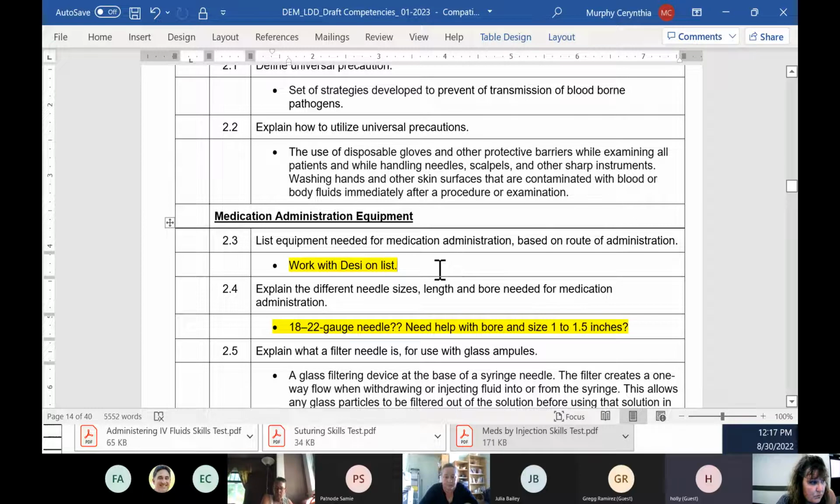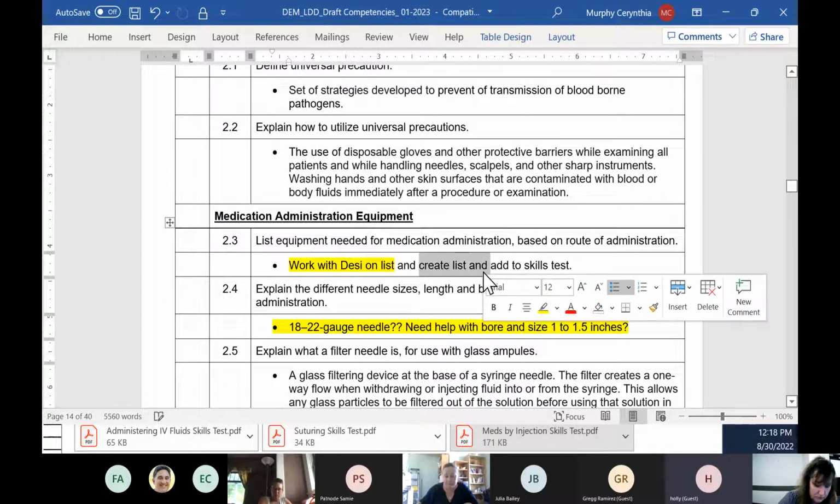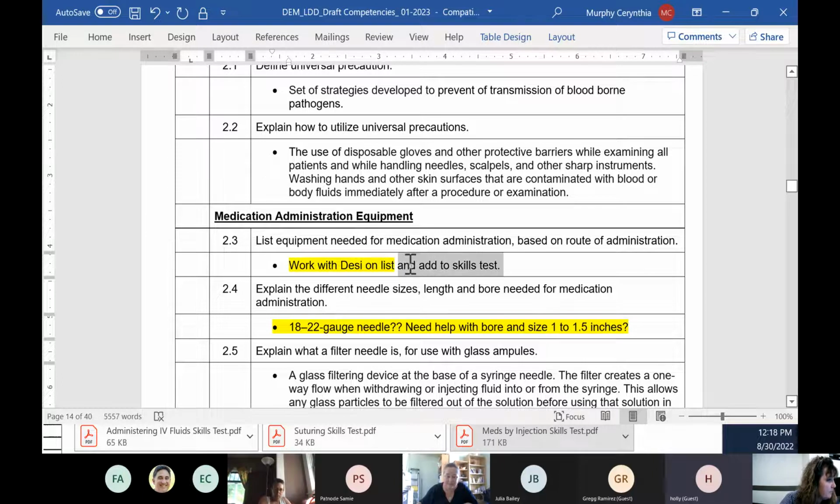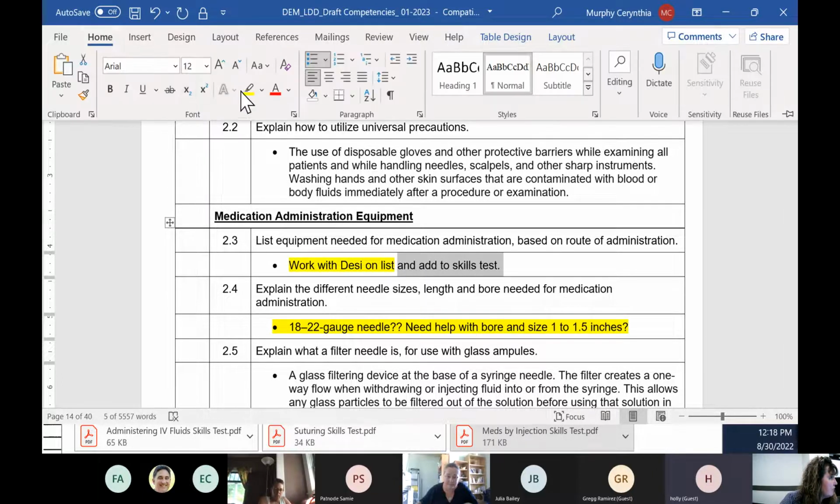It makes sense to me to create the lists, Des, and maybe add them to our skills test, the list of supplies that are needed for the skills test. Yeah. Because you can say things needed for an IM injection and then list everything except chainsaw or whatever, but it's hard to ask them in any significant way. And they have to know it for skills. So I like that idea, Julia, of working it in there. Okay.